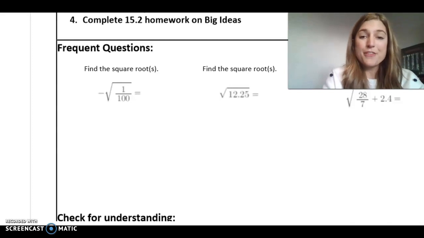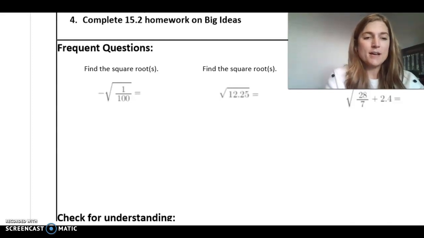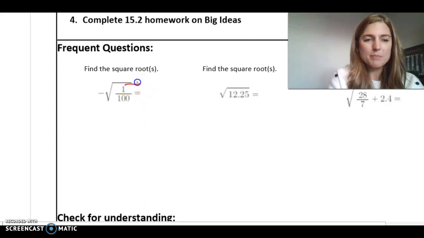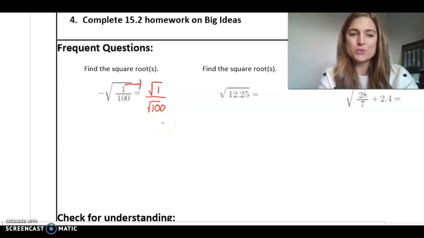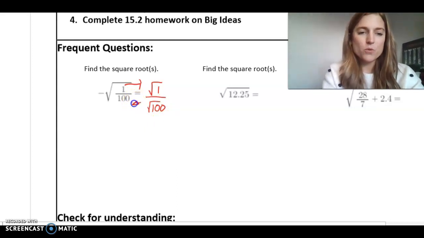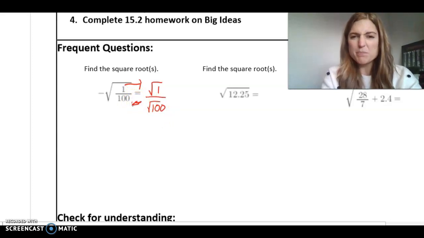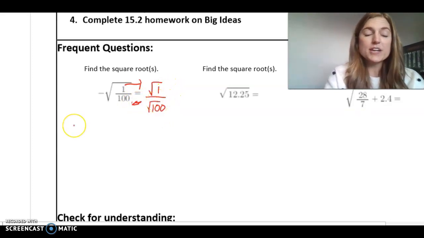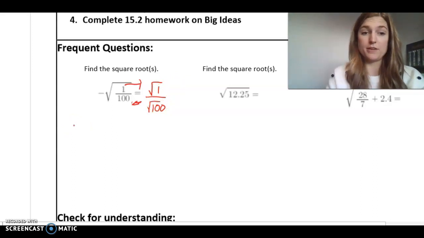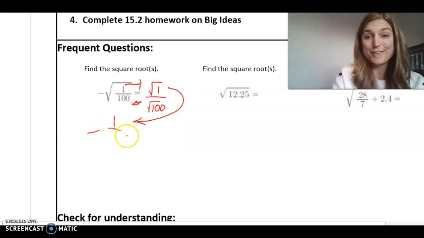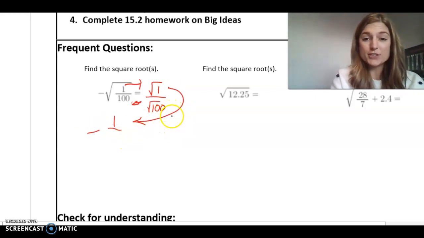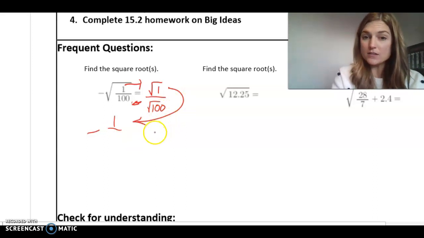So the first one, a little tip to you guys, kind of tackle it like top and bottom. When I say top and bottom, think of this as the square root of 1 all over the square root of 100. A lot of you were a little confused on what to do from there. So kind of break it apart. Find the square root of 1. You're trying to find what times itself equals 1. Well, in this case, it's just 1. And then you want to find the square root of 100. What is a number that times itself equals 100?